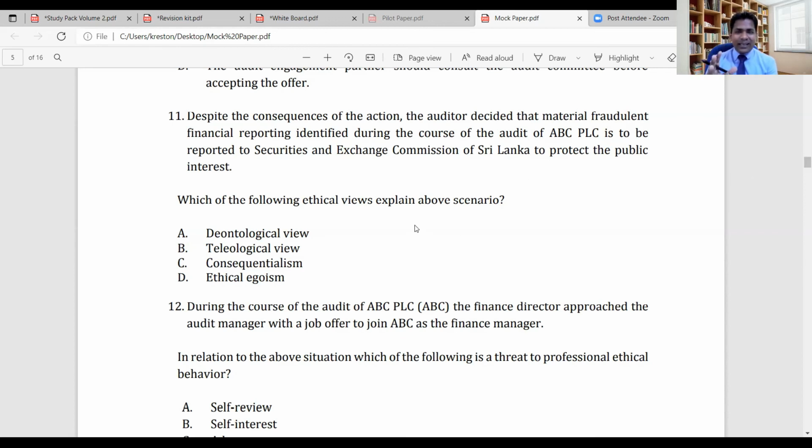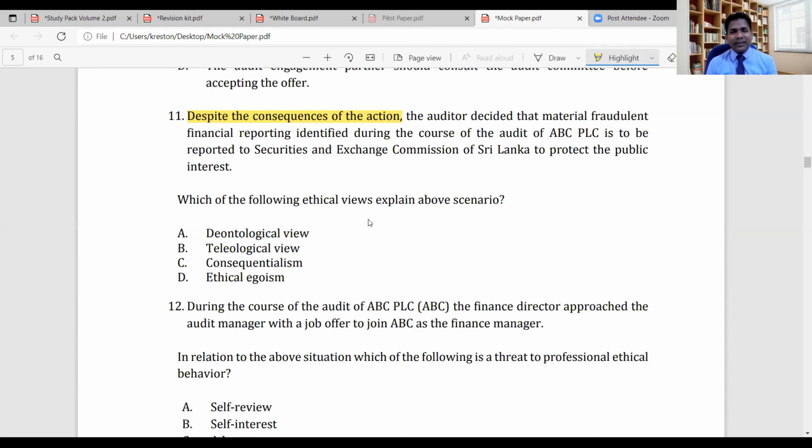Right? So what's going to happen here? Here itself the answer is actually given. What it says: despite the consequence of the action. Despite the consequence of the action itself, the answer is given. The auditor decided that material, fraudulent financial reporting identified during the course of the audit of ABC PLC is to be reported to the Securities and Exchange Commission of Sri Lanka to protect the public interest.